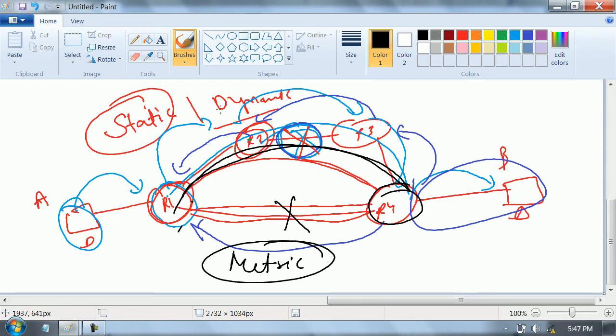Now I just want to make clear what we mean by metric. I am not discussing what each metric is, just try to understand what metric is. That's all. We will discuss metric for every routing protocol when we discuss the routing protocols themselves. Fine?